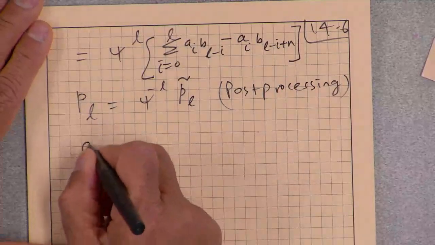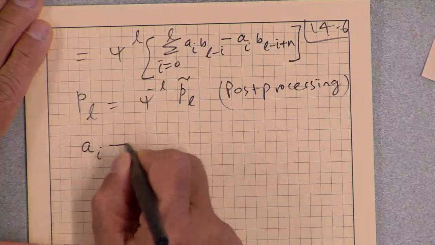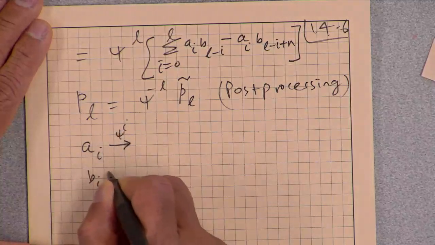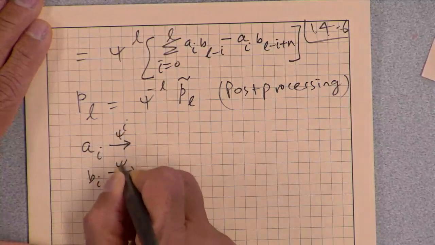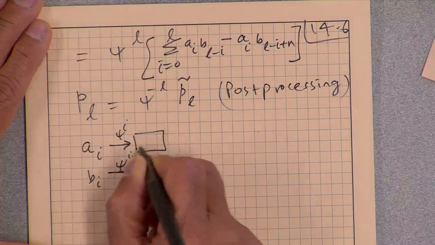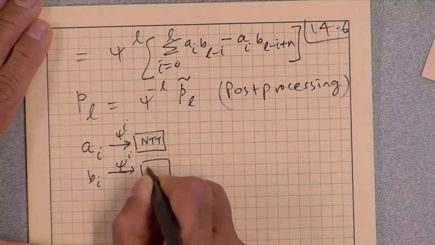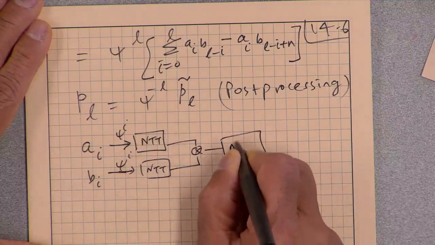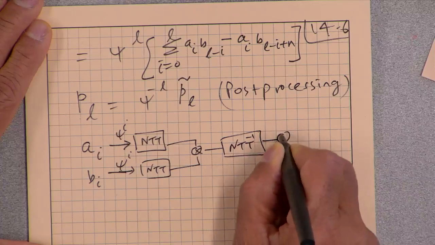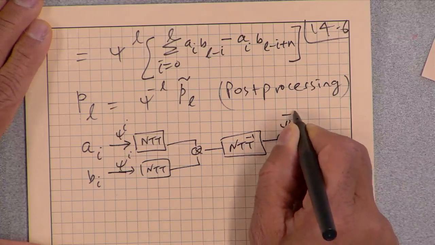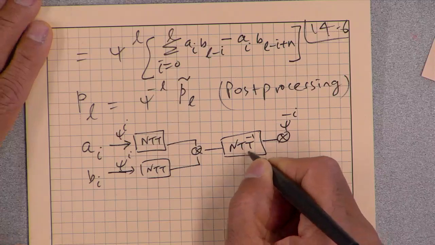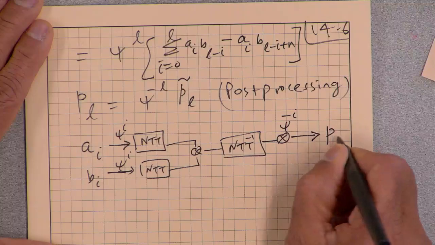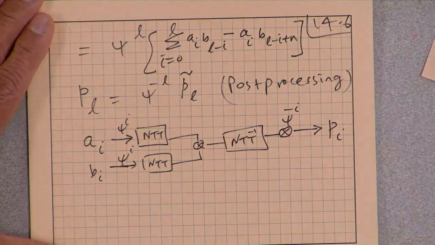So the steps basically are: you start with a_i, multiply by psi to the power i, do the same with the coefficients b_i, psi to the power i, and then take the NTT, and then take the product, and then take the INTT or inverse NTT, either way, and then multiply by psi to the power minus L, and that will be what we want, P_L. So that is called negative wrapped convolution.